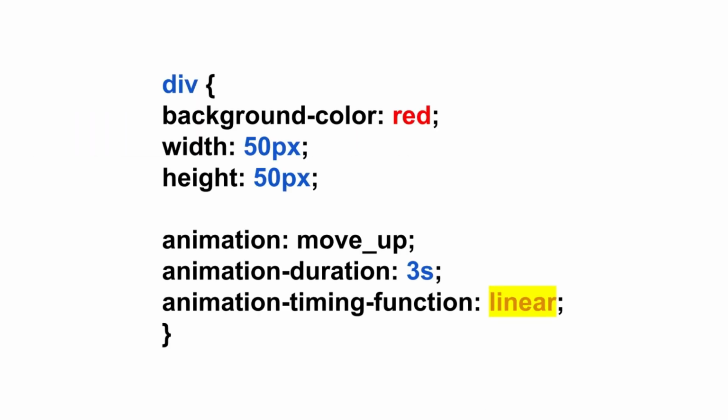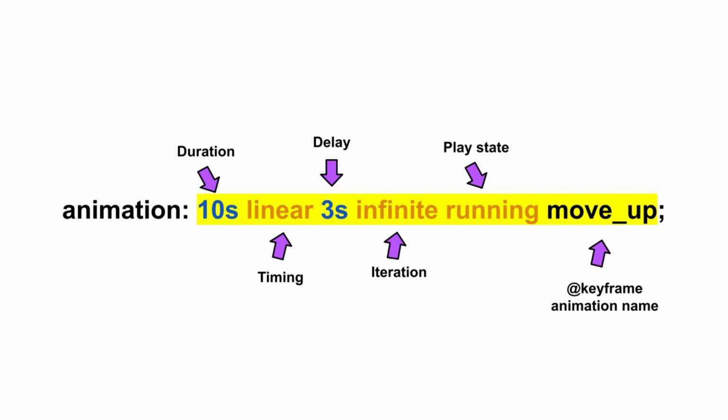We can write our code this way, or we can save time and combine them in one line. We can simply write the animation property and then write our values. The first is the duration. It's how long the animation is. The second is the timing. It sets when your element speeds up or slows down. The third is the delay. It is how long it takes before the animation starts. The fourth is the iteration. It decides how many times we run back our animation. The fifth is the play state. It decides whether the animation is running or paused. And the last is the name of the keyframes animation that we will be using.